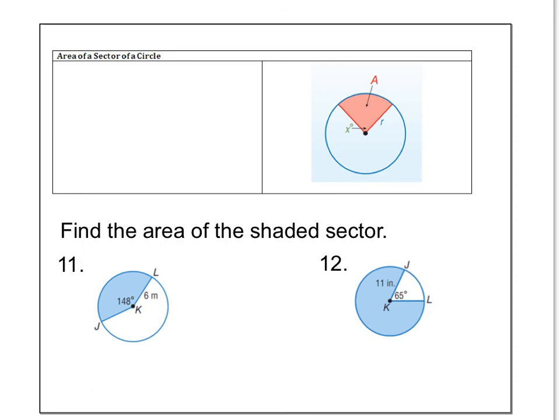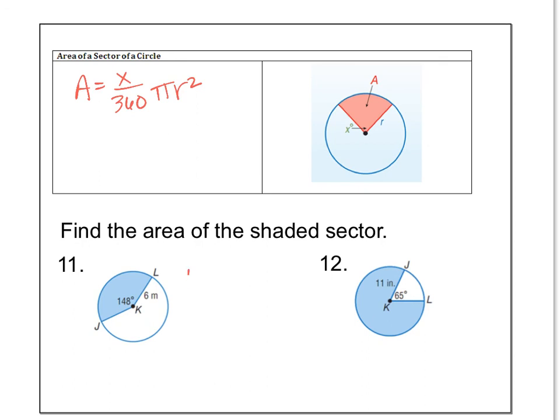Last but not least, today we're going to study sectors of circles and how to find the area. Remember, a sector is like a piece of pie. You can see it's shaded in this top picture here in red. That is a sector of a circle. And to find the area of a sector, we're going to take x over 360 pi r squared. So it's kind of like a circle. Pi r squared would be the whole circle, but we're just going to take a certain number of degrees out of 360.